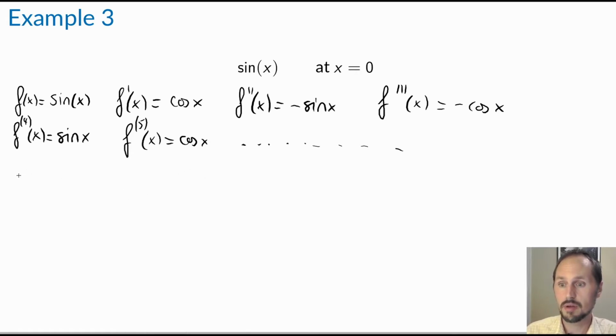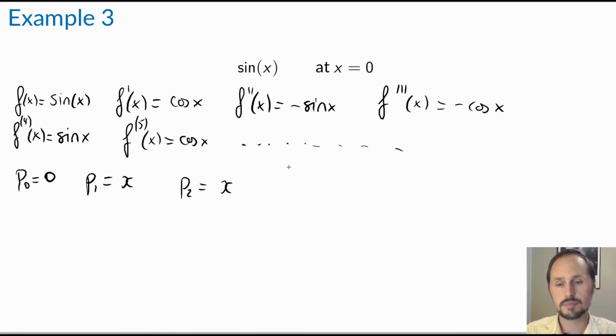So here we're going to get that P0 is 0. P1 is going to be x. We saw that already. P2, we're going to get x, and then plus the second derivative evaluated at 0, so that's going to be x again. There's no quadratic term. That's because we're going to notice that the even derivatives that we take here are 0 at 0. So P2 is x again.